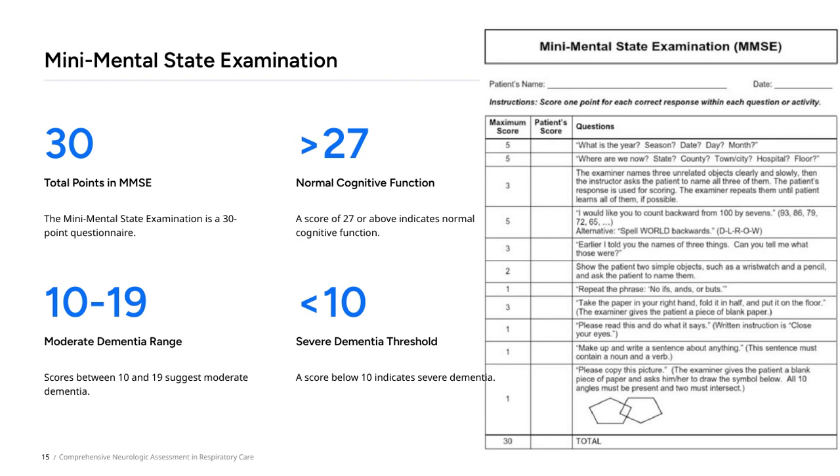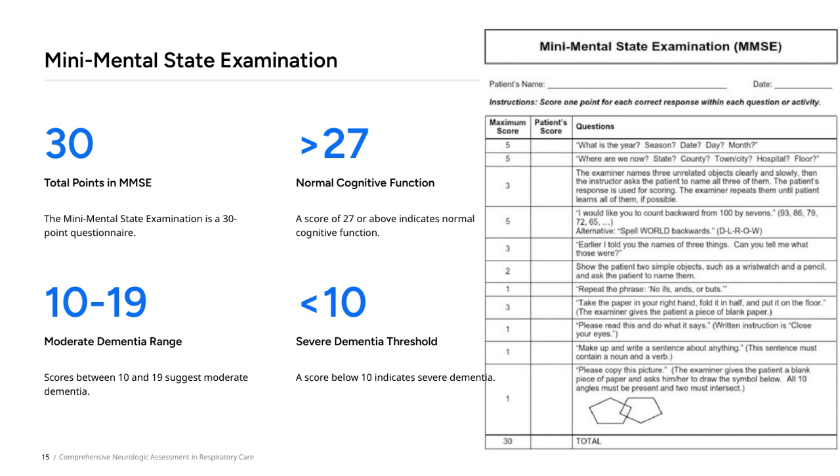potential for intervention. On the other end, a score of 27 or above reflects normal cognitive function. This suggests that the individual is functioning within typical cognitive parameters, which is reassuring in many clinical scenarios. Finally, it's helpful to remember that the MMSE is scored out of a total of 30 points. It's a straightforward, quick questionnaire that provides valuable insight into a patient's cognitive health.